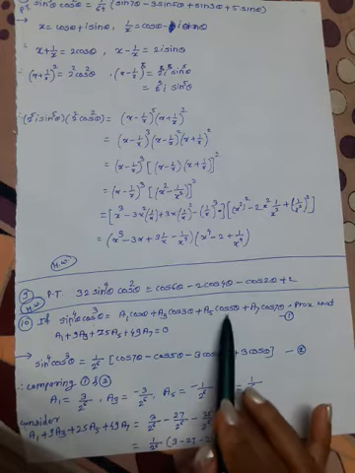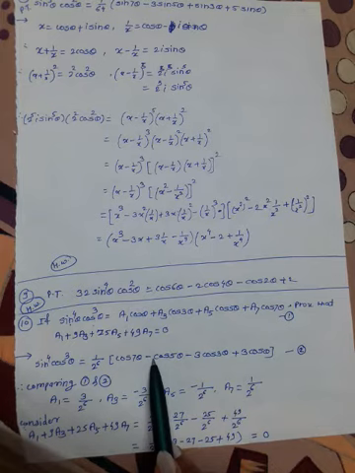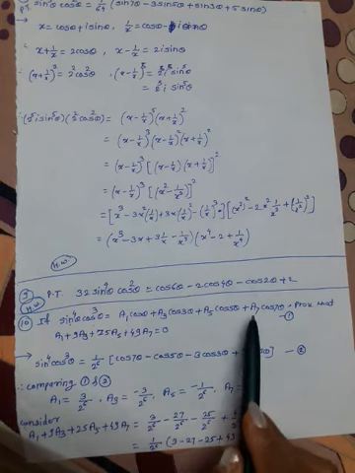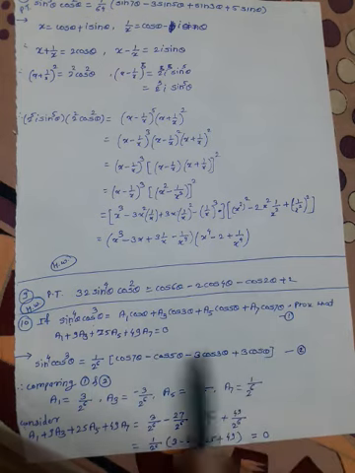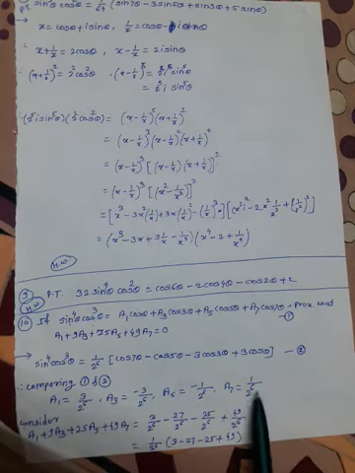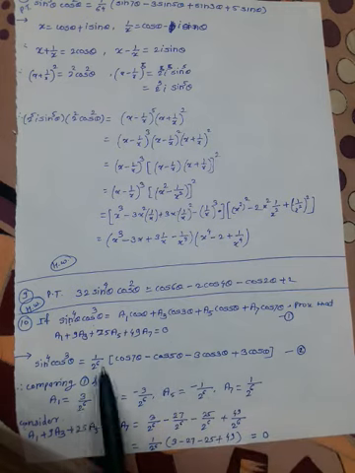a5 is the cos 5 theta coefficient. The cos 5 theta coefficient is minus 1. No number is there, that means 1 is there. Minus 1 upon 2 raised to 6. And a7 is the cos 7 theta coefficient. The cos 7 theta coefficient is simply 1 upon 2 raised to 6. By comparing the RHS and LHS, we get these constants.